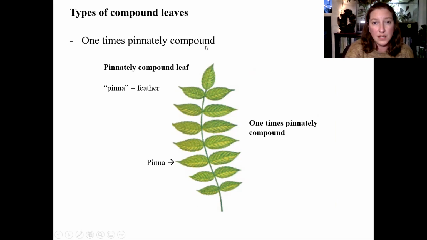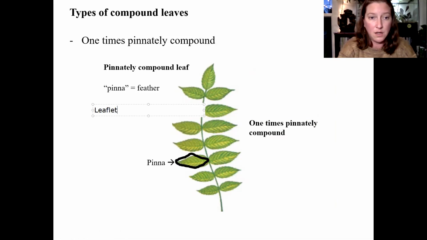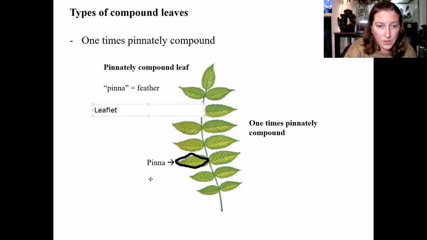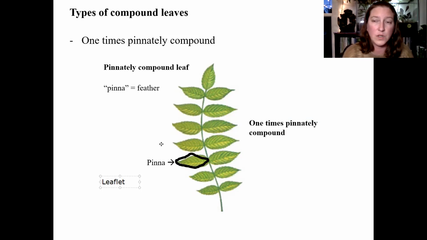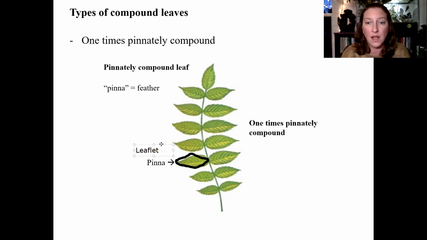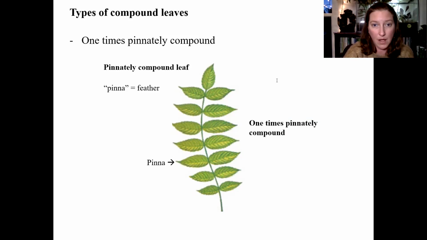You can call each of these little things a leaflet. Leaflet is totally fine. Here, I'll write it here. Leaflet. You can call that thing a leaflet, which is kind of a way of saying little leaf, or you can call it a pinna. Either one is fine for this class. So 1 times pinnately compound. Whoops, no more text. Clear.